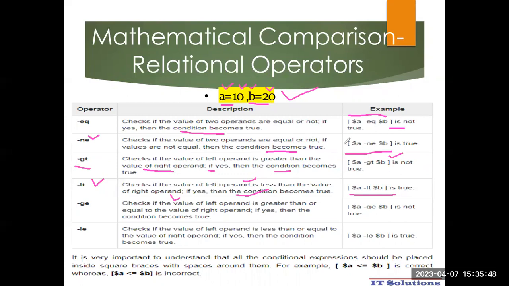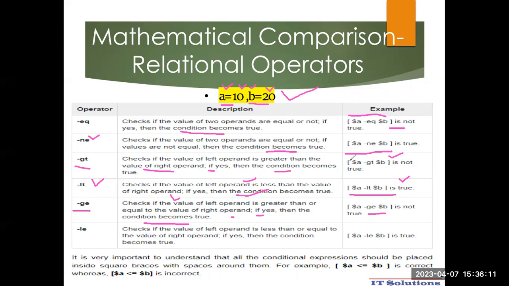So in case of our example, our condition will be true. Then we have the greater than equal to operator. It checks if the value of the left operand is greater than or equal to the value of the right operand. If yes, then the condition becomes true. So you can write the condition in this way to check whether one value is greater than or equal to the other value.